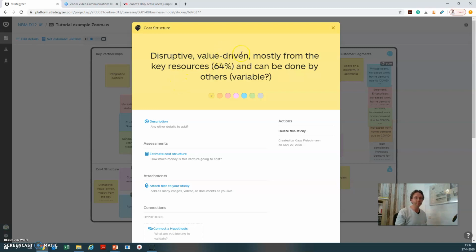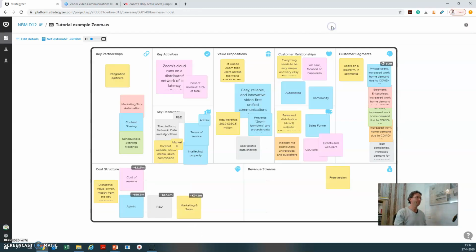It's value driven because with that single platform, basically the full problem of the working from home demand is being solved. And a lot of cost is coming from the resources. 64% is coming from the resources, and maybe even more. So there's a huge potential that those costs could be made variable or could be outsourced as well. So that finalizes my analysis of the cost structure building block.